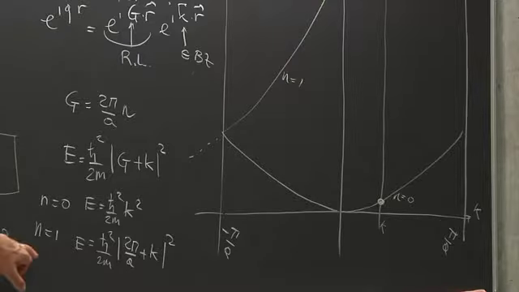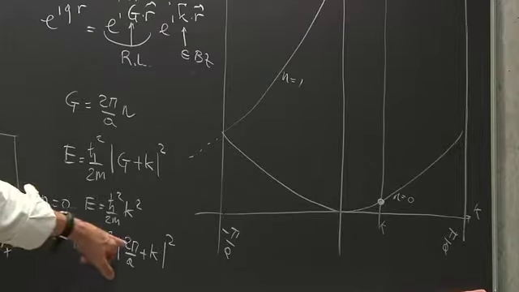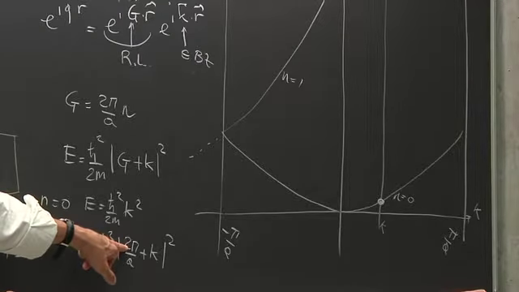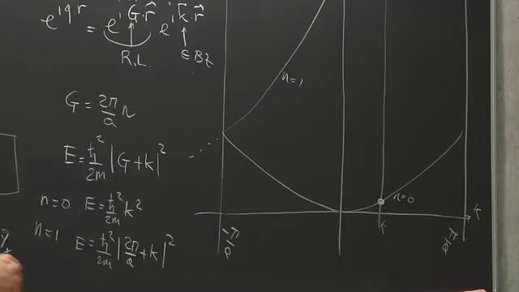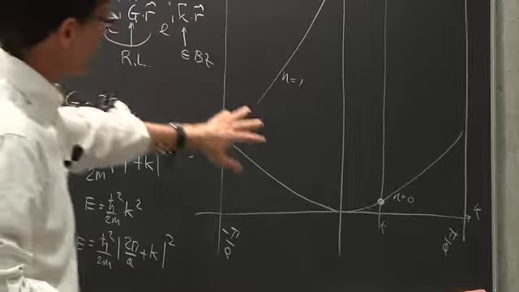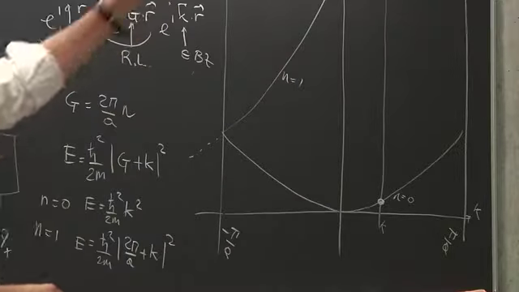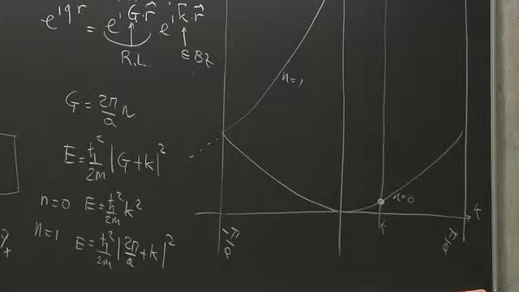What if I take n equals to 2? n equals to 2 becomes 4 pi over a. So it's a parabola centered at 4 pi over a. Well, it doesn't fit in the blackboard, right? Because the parabola centered here will cross the Brillouin zone very, very high in energy. So I cannot forget about it, but it's going to be outside the blackboard.